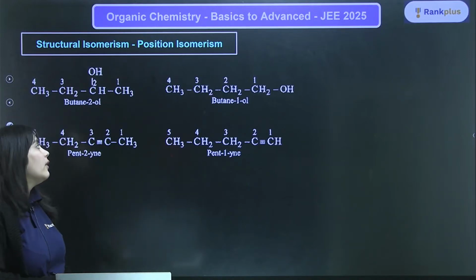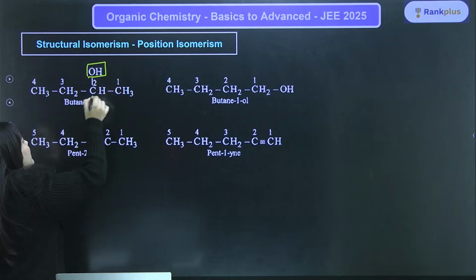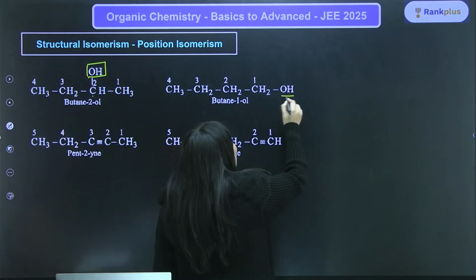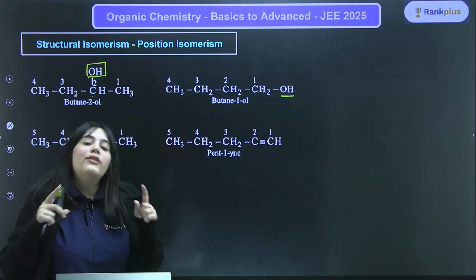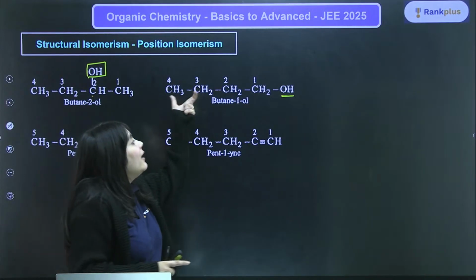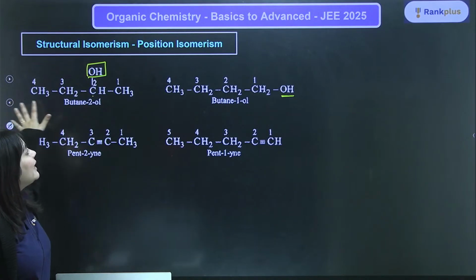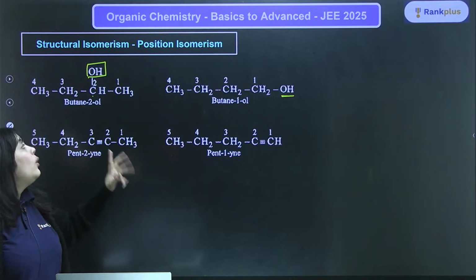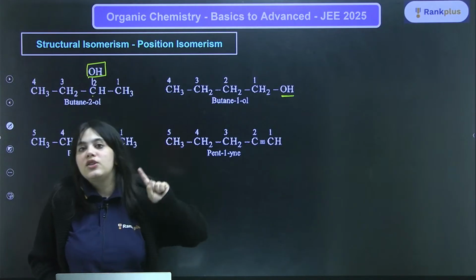Now look at over here. Can you see the OH is present on the second carbon, and similarly in butan-1-ol, the OH is present on the first carbon. Only the position of the functional group is changing. The entire chain remains the same. Can everyone see? The chain length is the same, they have a straight chain. Only the position of the functional group is changing, hence they are position isomers.